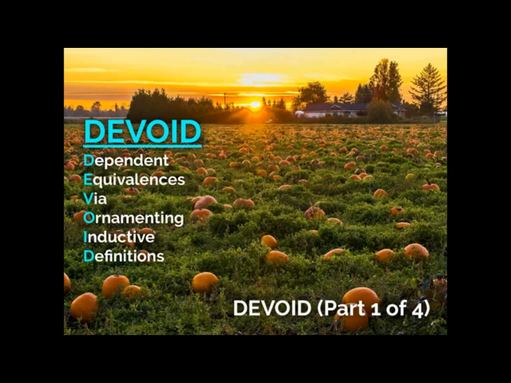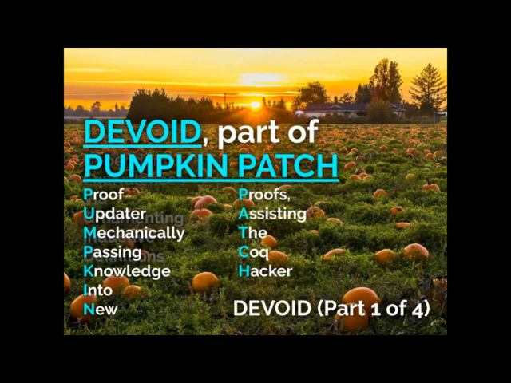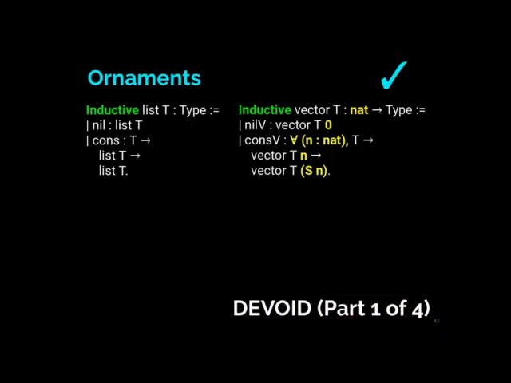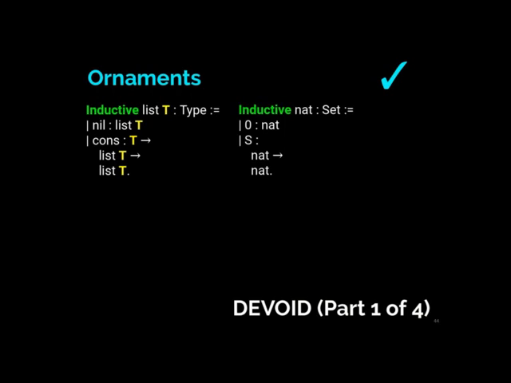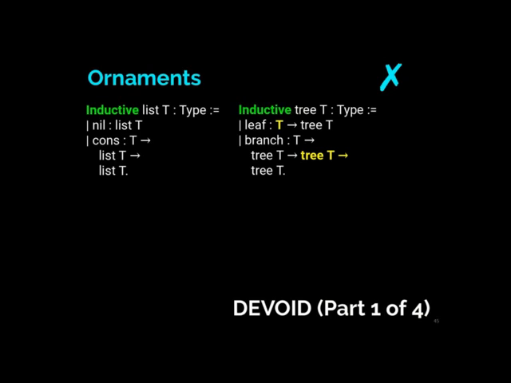Now, Devoid is an acronym, but I think we went easy on you this time, because this is the Pumpkin Patch acronym. The acronym of Devoid, its namesake, comes from these things called ornaments, which are at the heart of how Devoid works. Ornaments are what let us get between lists and vectors. The ornaments describe two inductive types that have the same inductive structure. So there's an ornament between a list and a vector, or between a list and a natural number, but there's no ornament between a list and a binary tree, because a tree has this extra inductive case.